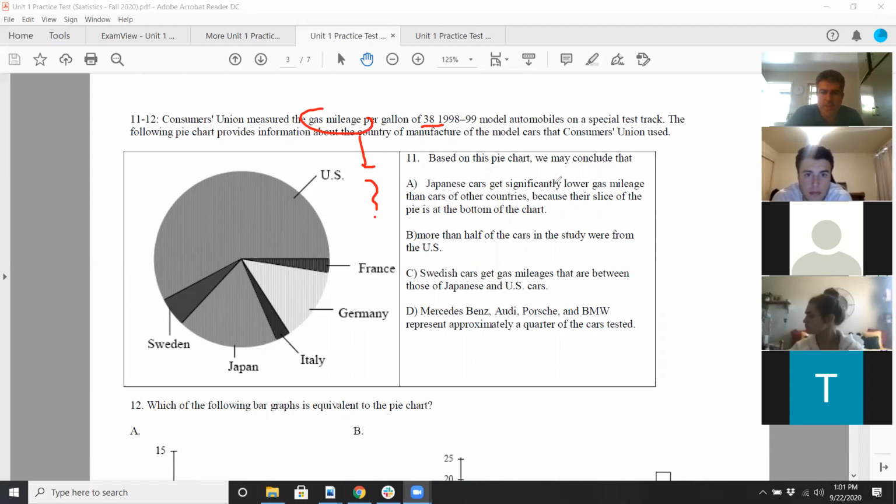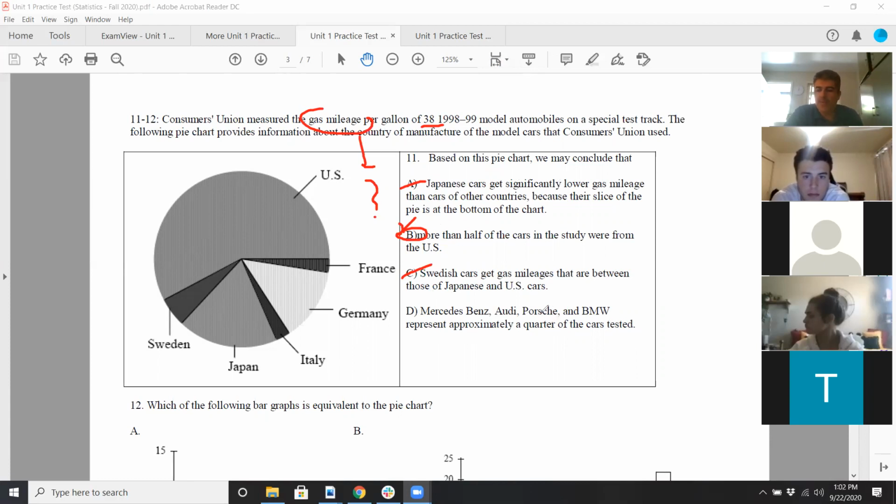How many came from France and Germany and Italy and Japan and Sweden? So Japanese cars get lower gas. I don't know. More than half the cars, yes. I like that one a lot. Swedish cars get more mileage, no. Mercedes, Audi, Porsche, and BMW represent a quarter of the cars tested.